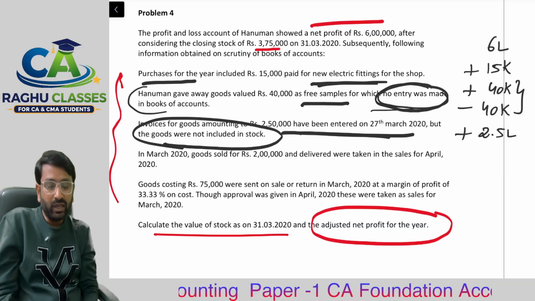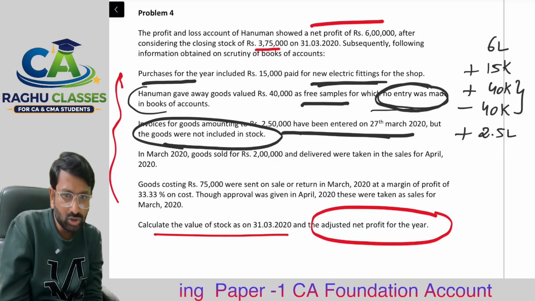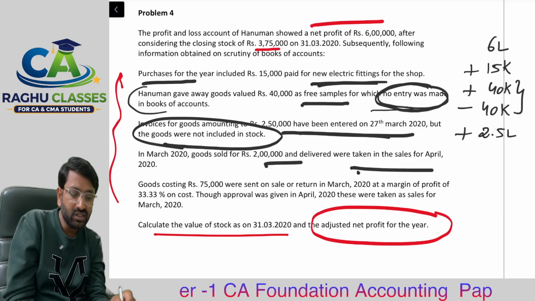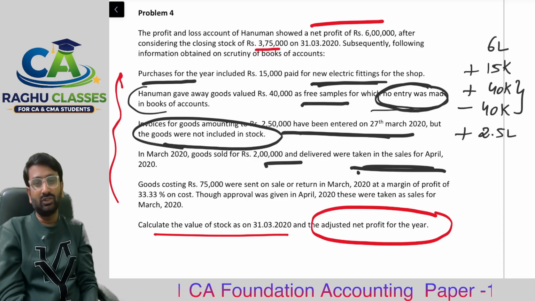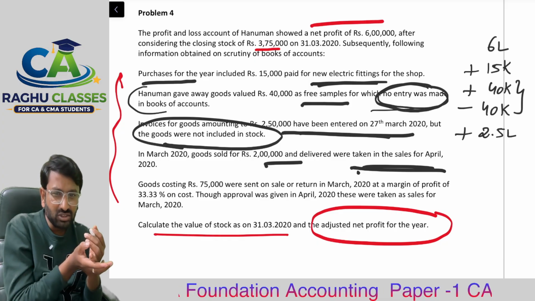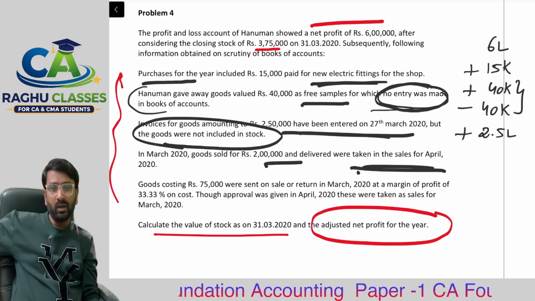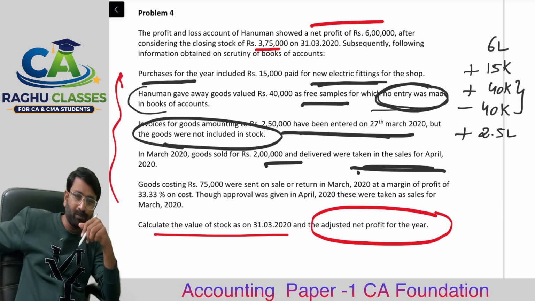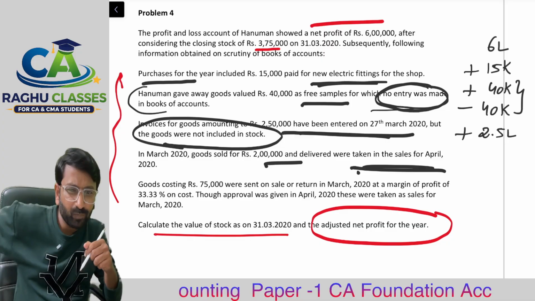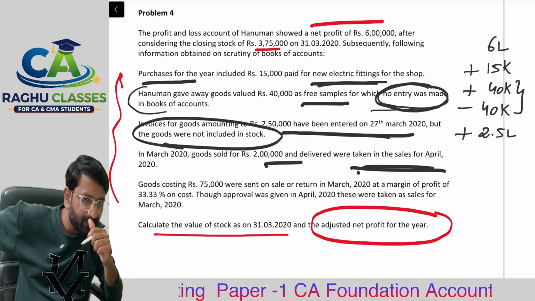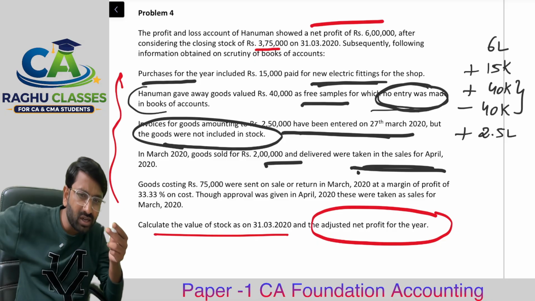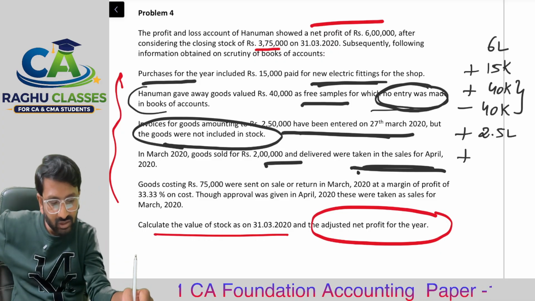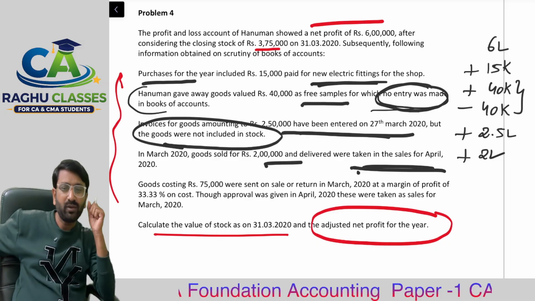Next one. In March 2020, goods sold for 2 lakhs. Delivered also, but this is taken in the sales of April. So if you have sold the item in the month of March, I should have recognized it in March only. But instead of recognizing in the month of March, they are recognizing that in the month of April. So can we say sales is not recorded in March? And because sales is not recognized in March, your profit would have reduced. So what I should do now? Add the 2 lakhs.